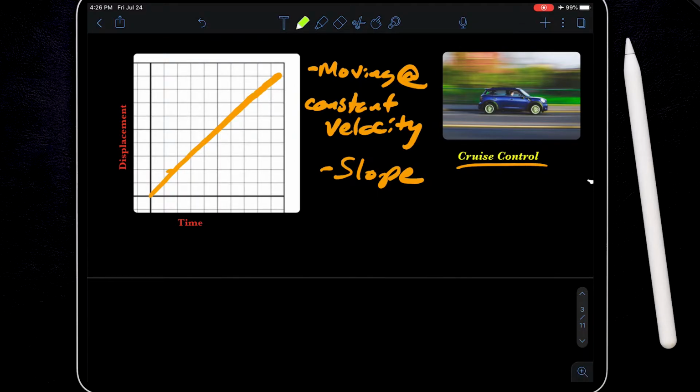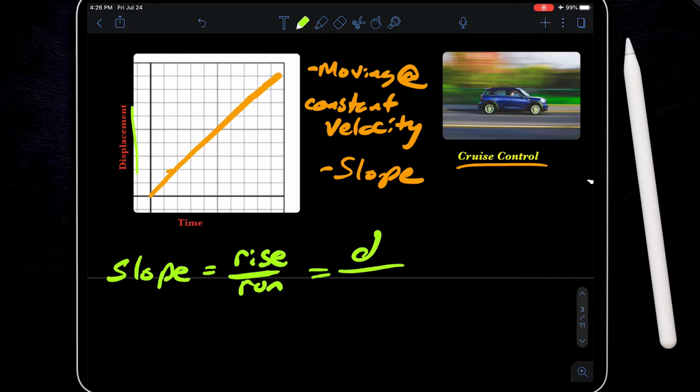Let's deconstruct this a little bit, and we're going to mathematically figure out what the slope means on a displacement versus time graph. So you remember that slope is equal to rise over run, right? Well, in this case, what is your rise? Your rise is your displacement, and your run is time. So displacement divided by time gives you the slope.